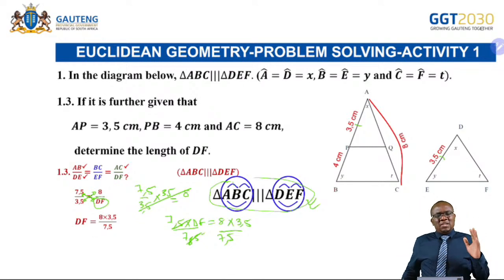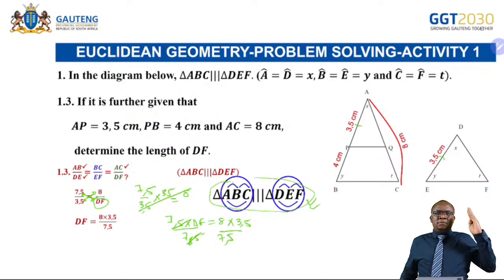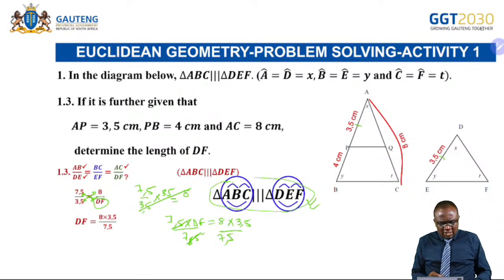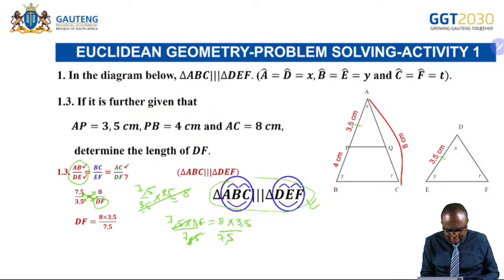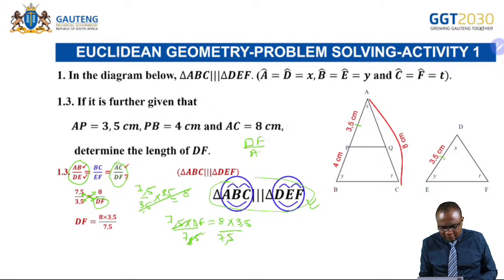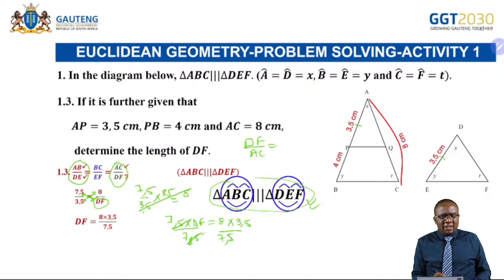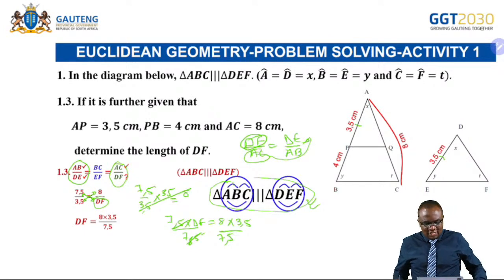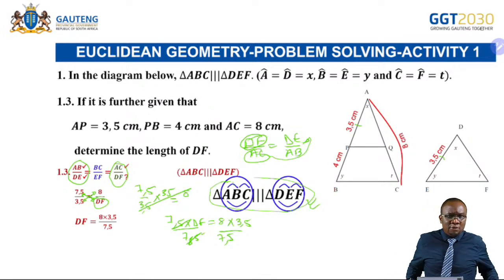Sometimes I always make sure that what I'm not given is on my top left-hand side. So I can rewrite this in a different way. I can say DF over AC is equal to DE over AP. Then, since I'm looking for this, I multiply this side: it becomes DE times AC over AP. Maybe you also know that method. Use the method that you are fine with, and you'll get the same answer.